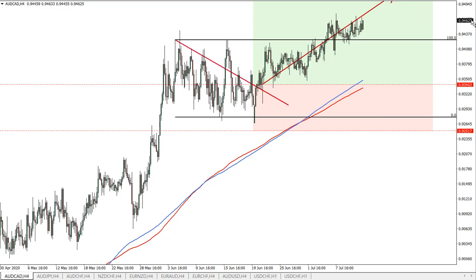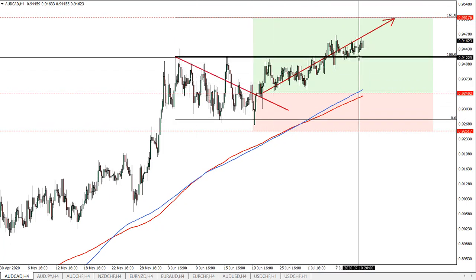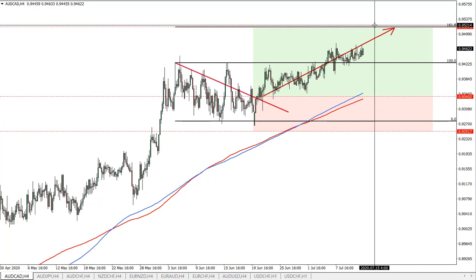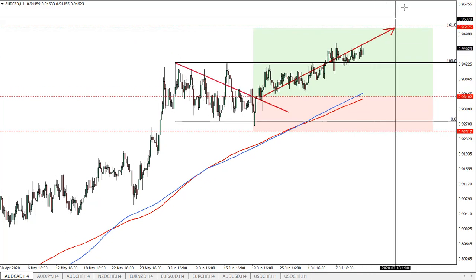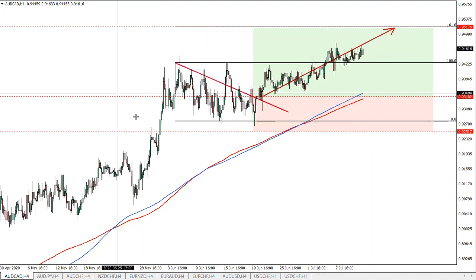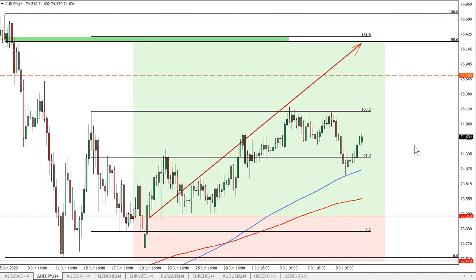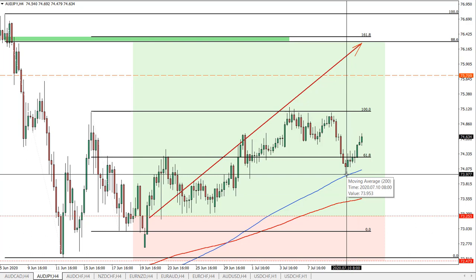Starting with Australian Canadian dollar, this idea is going well, although quite slowly we are moving up towards the resistance. Maybe there will be a break above and we will see much stronger uptrend. Australian dollar still looks very strong across the board. Australian Japanese yen, we had this correction down, but the moving average has been rejected.